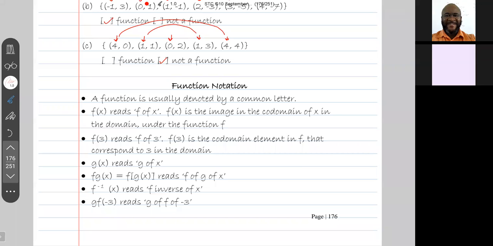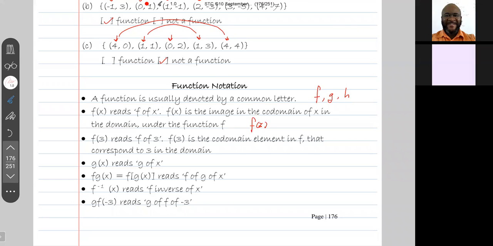All right, so function notation. Now, a function is usually denoted by a common letter. If you see something like this, f and x in brackets beside it, you read that as f of x.